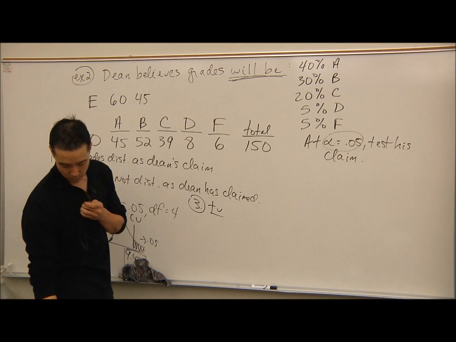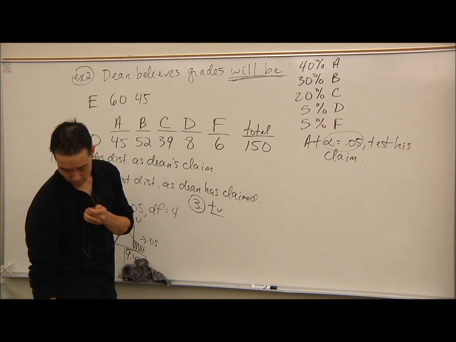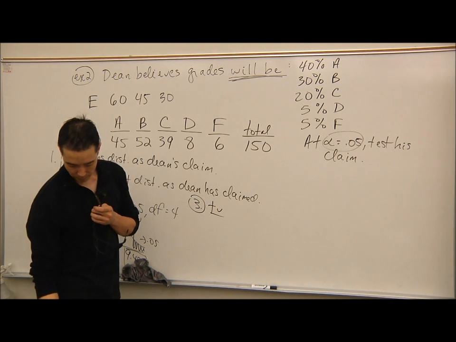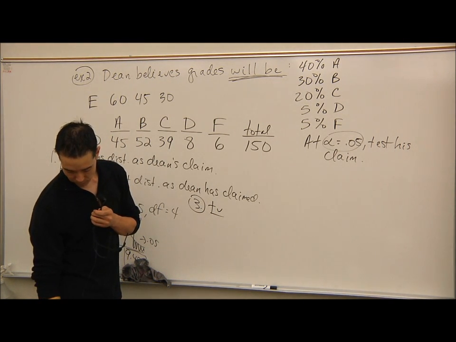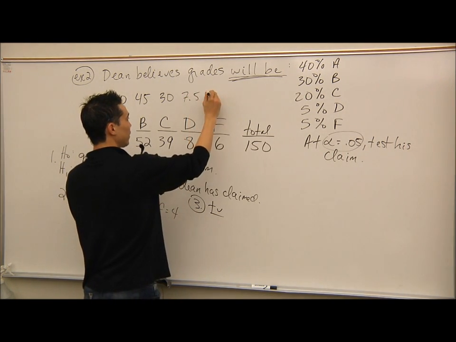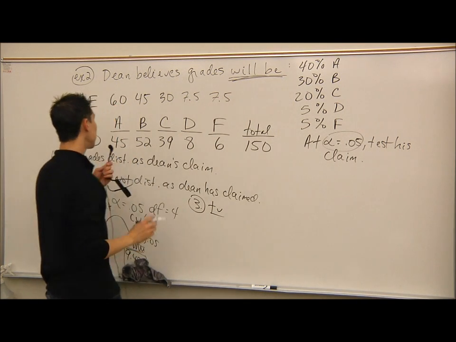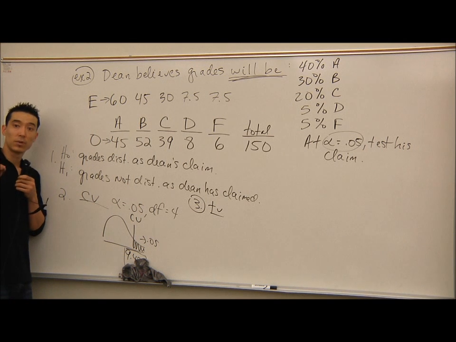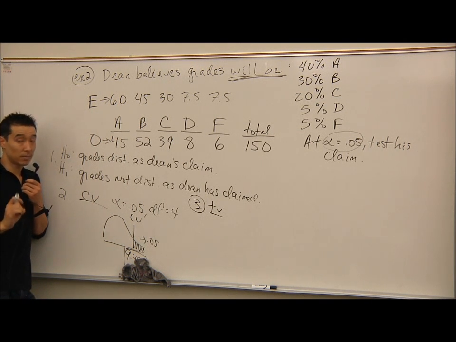Okay, and keep going. So 0.2 times 150, expected 30 C's. And then 0.05 times 150, expected 7.5 D's. And also 7.5 F's. So these were the expected values. These are the observed values. Please don't mix those up. The observed values were actually given in the data. That actually happened, okay?